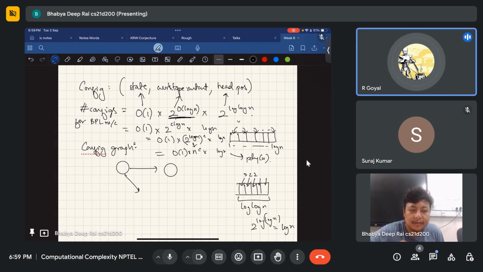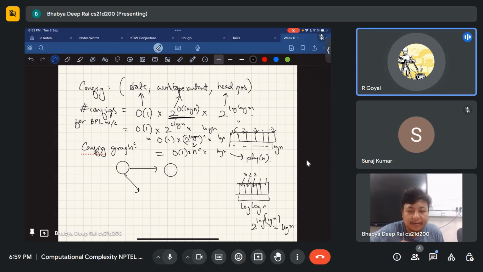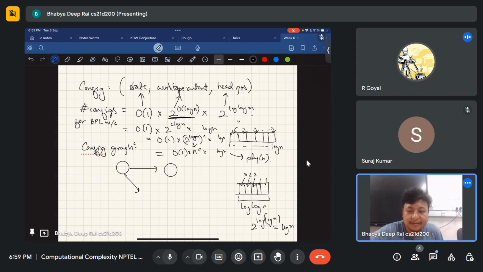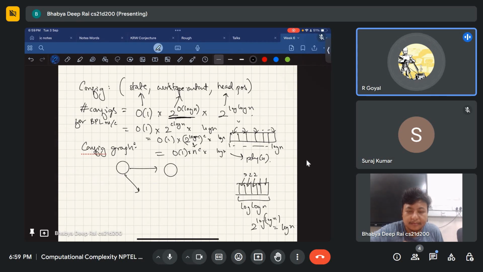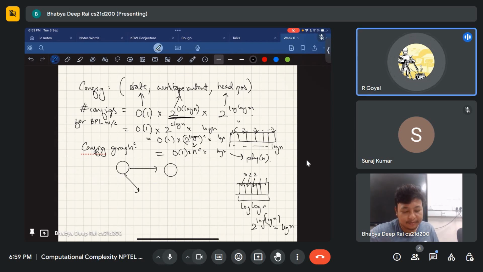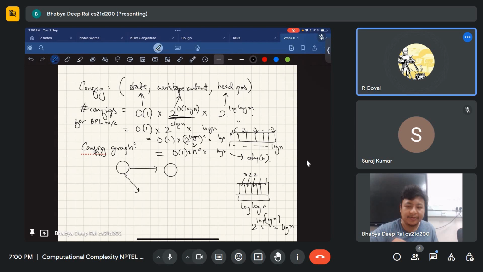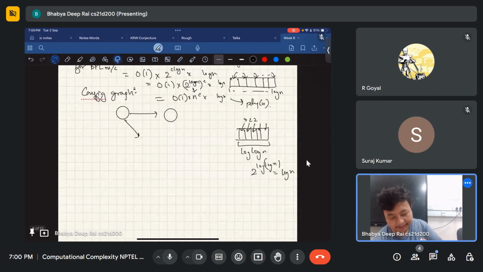So the head position, the RW head, may point to one out of how many cells? One out of log n many cells. So there are log n number of cells. That's correct. So instead of 2 raised to the power log of n, it should be simply log n. It can be interpreted in both ways. So now it's clear that it should be simple plain log n. It can be simply log n or c log n or something like that. Okay.